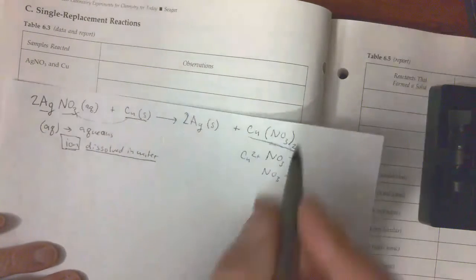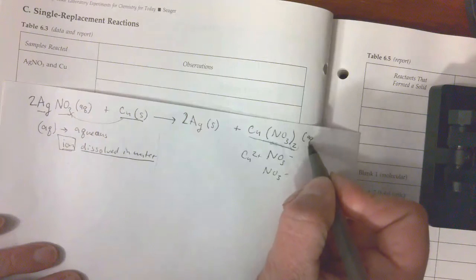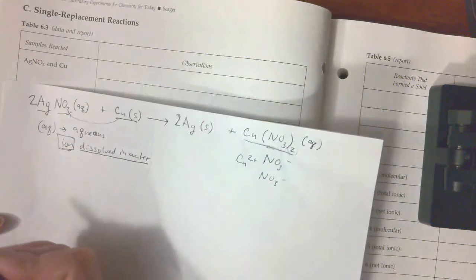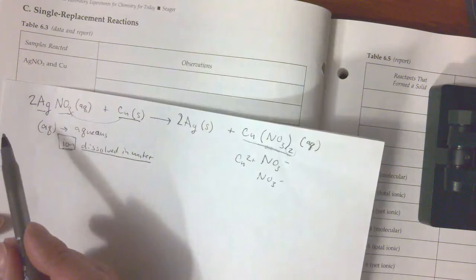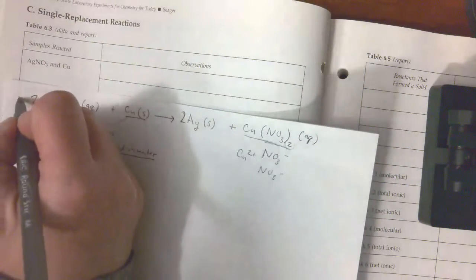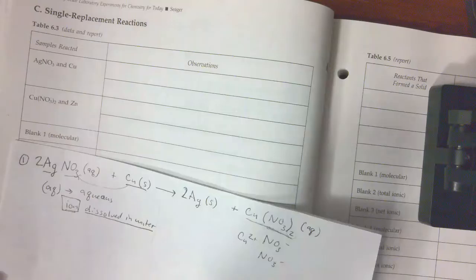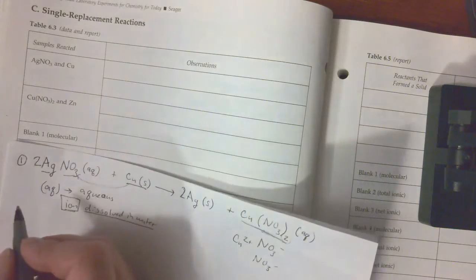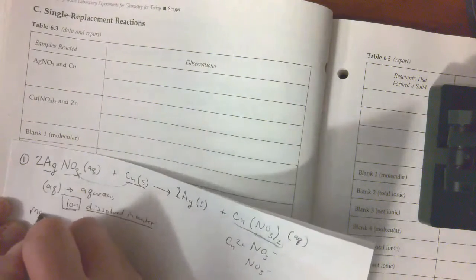And I have the phases. Oh, I need this one. This one is aqueous. So now I have the phases of all of my compounds, and I have a balanced chemical reaction. So this is what you're going to put in blank 1. So down here, it says blank 1. This is the molecular reaction, the molecular equation.